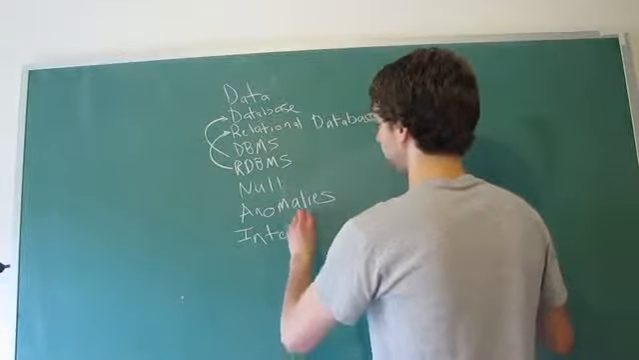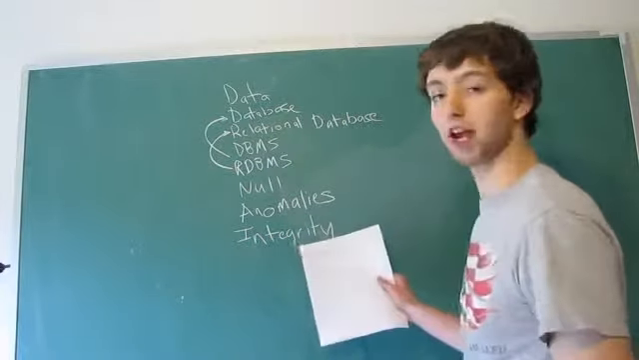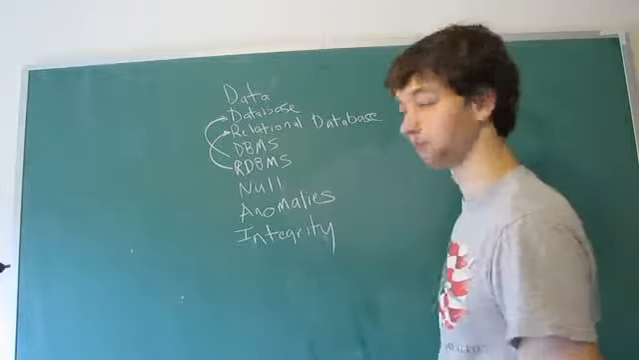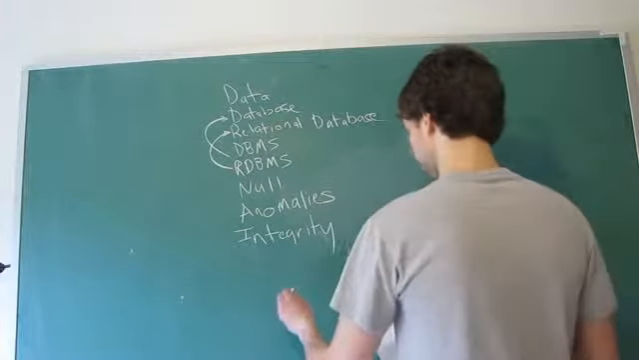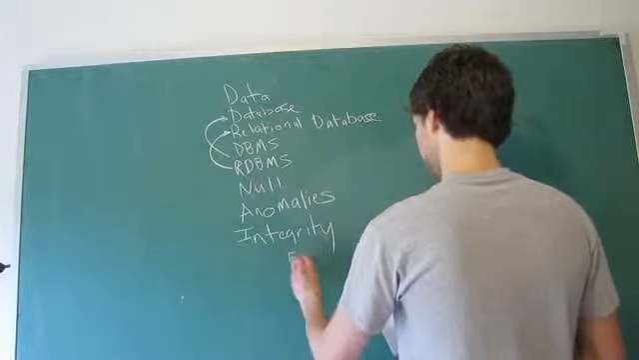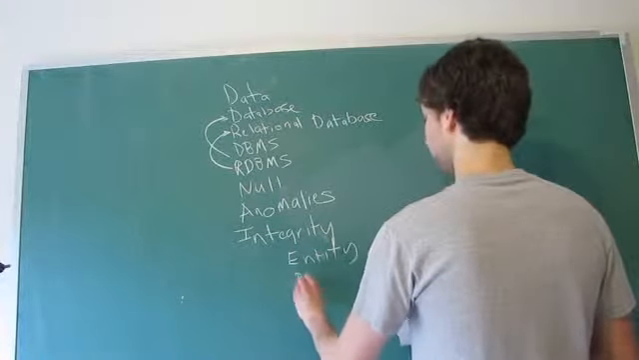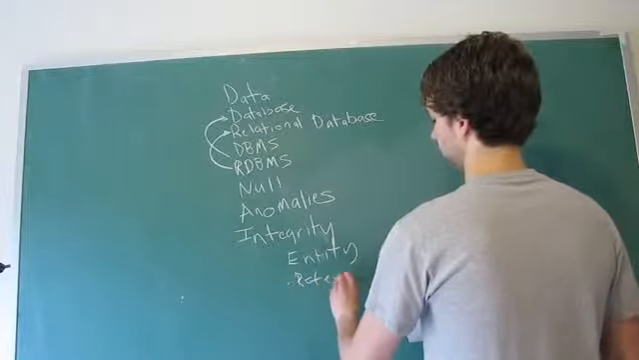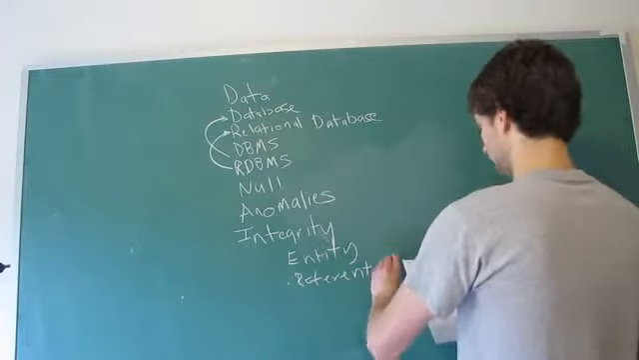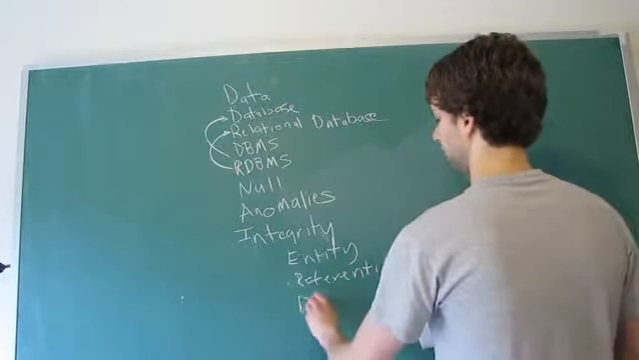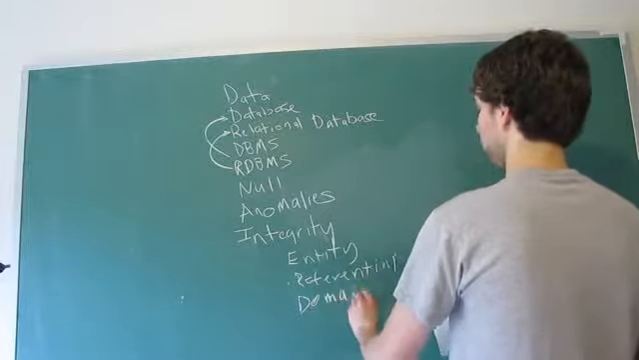The other one is integrity. We implement database integrity to protect against anomalies. So we went over 3 different kinds of integrity. We went over entity integrity, we went over referential, and we went over domain. Real quick, what these are.